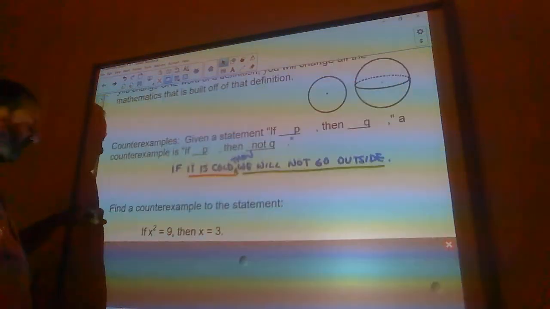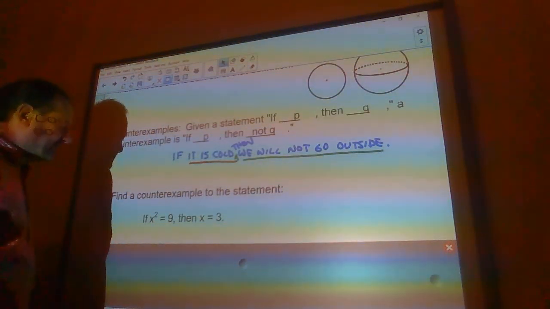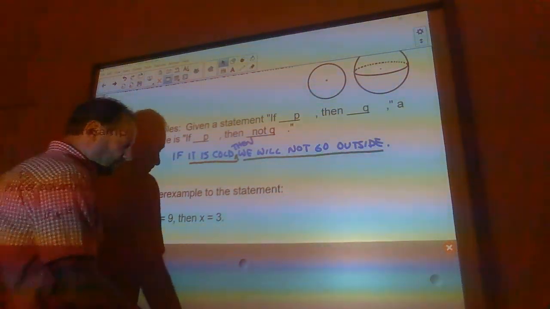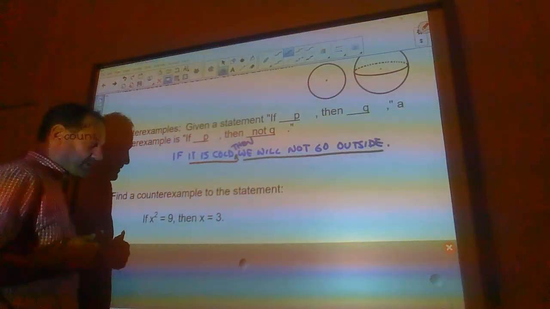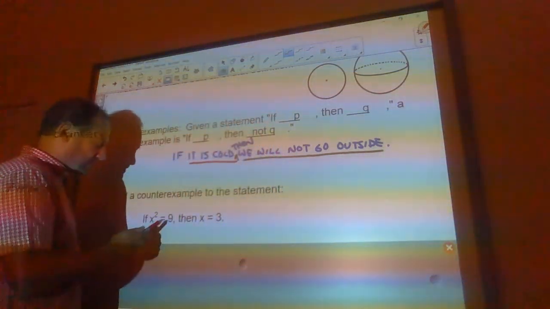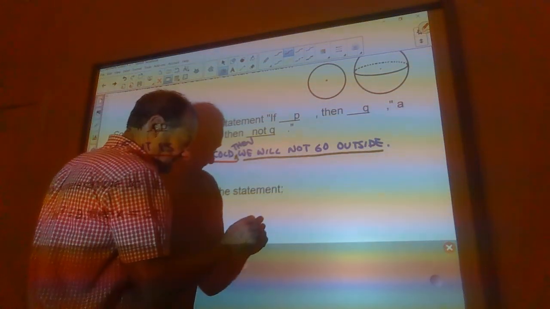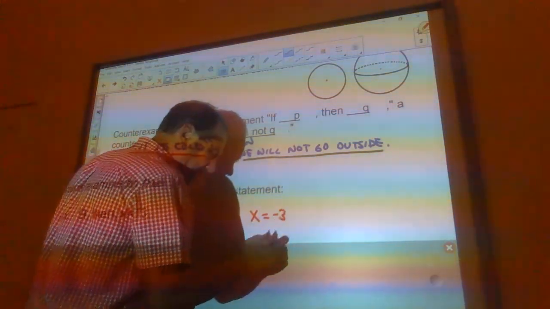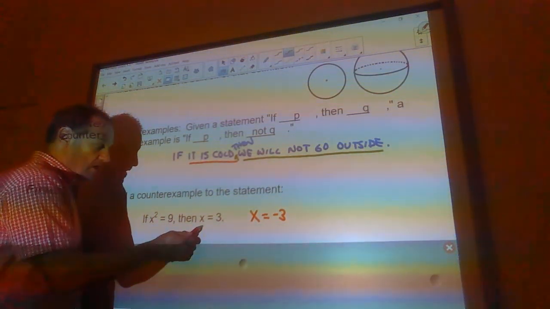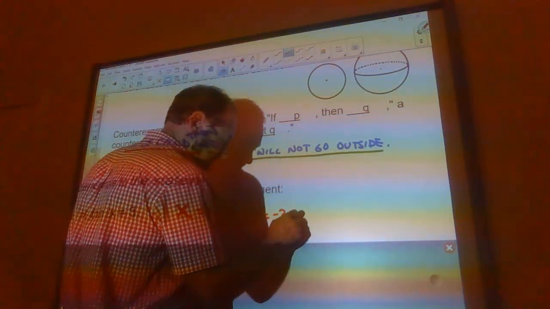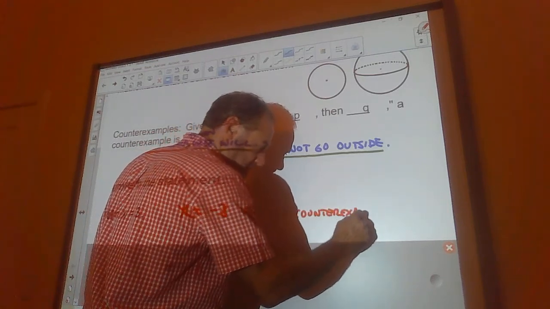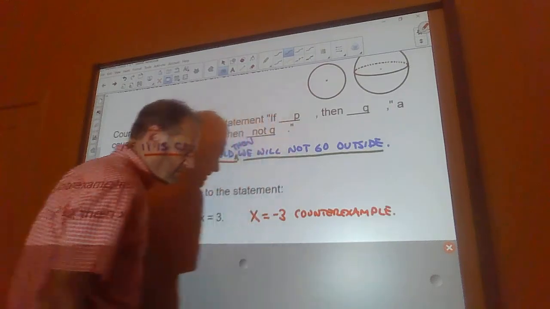Find a counterexample to the statement, if x squared equals 9, then x is 3. Well, you probably remember that if I square root this, the square root of 9 is plus or minus 3. So what about x equals negative 3? Then x squared would be 9, because negative 3 times negative 3 is 9. But x is not 3. So there's my counterexample.